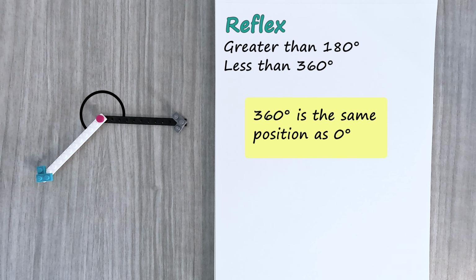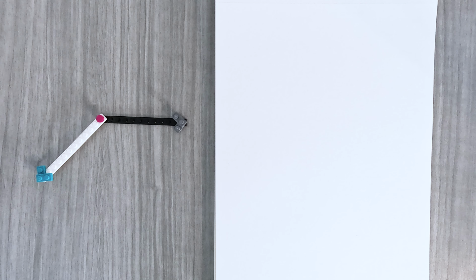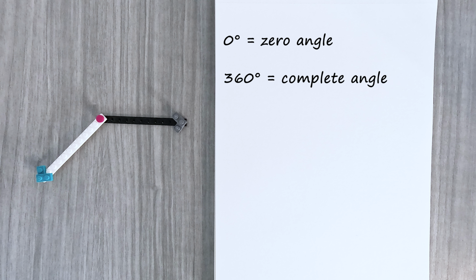And then once you hit 360 degrees, you make a full circle and those rays line up again. And then you don't have to remember these, but when you're at 0 degrees, it's called a 0 angle. And when you're at 360, it's called a complete angle. But those aren't terms that you'll have to worry about much.